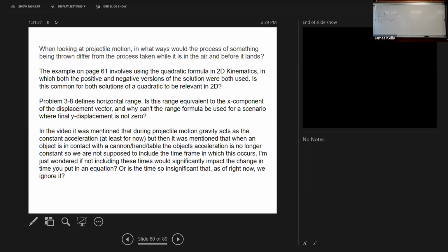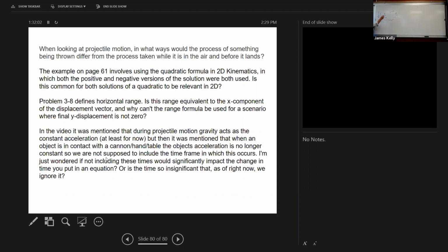Problem 3.8 defines horizontal range. Is this range equivalent to the x component of the displacement vector? Why can't the range formula be used for a scenario where the final y displacement is not 0? Well, the range equation is telling you, if you know the initial speed and angle, like we did in the walnut problem, it immediately tells you how to calculate this. I think it calls it capital R, how far it goes horizontally.